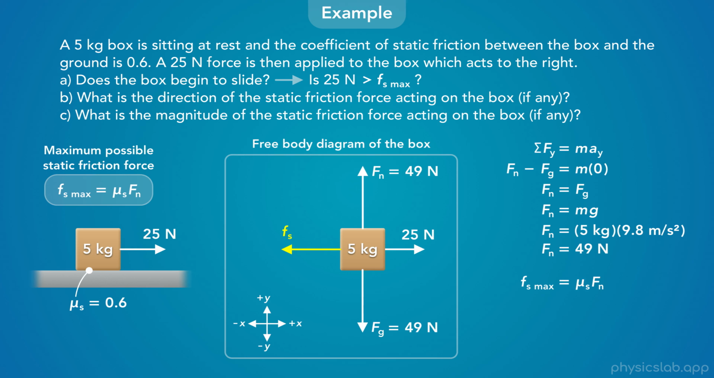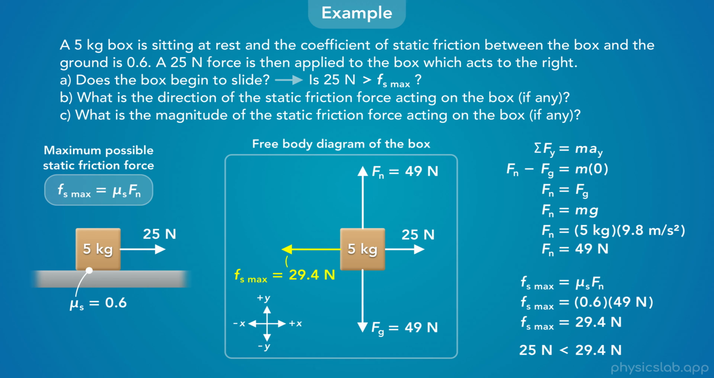Now we can use this equation to find the maximum static friction force. We plug in 0.6 for the coefficient of static friction and 49 newtons for the normal force. That gives us 29.4 newtons for the maximum possible static friction force acting on the box. So, does the box begin to slide? The ground can provide up to 29.4 newtons of static friction, and the 25 Newton force is less than that, so the box does not slide to the right. And a friction force can never cause an object to begin sliding in its direction, so the box would not slide to the left either.